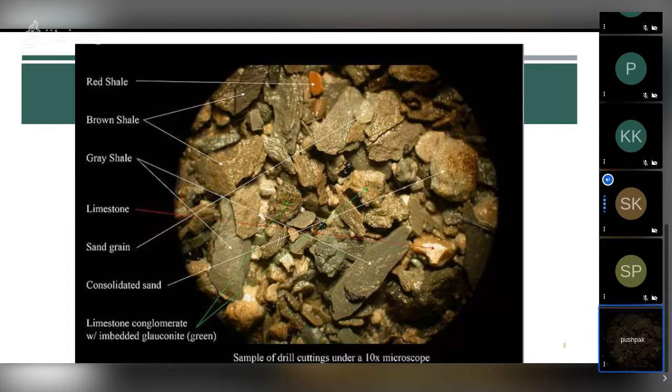It can be shale for 5 meters. It can be sand for 5 meters. It can be a mix of sand, shale, and limestone. You don't know what it is for the entire 5 meters, right?